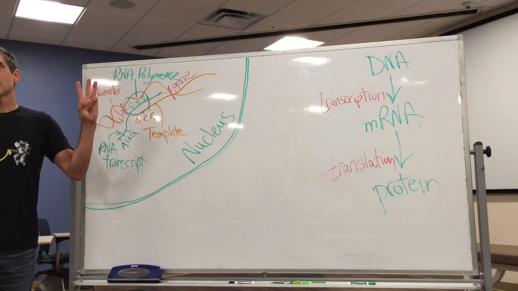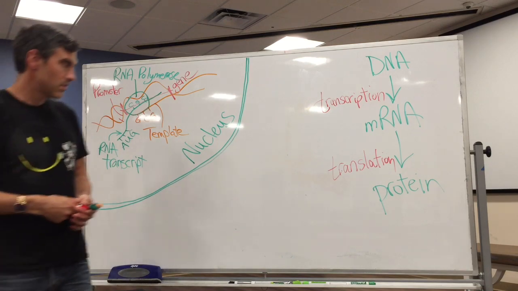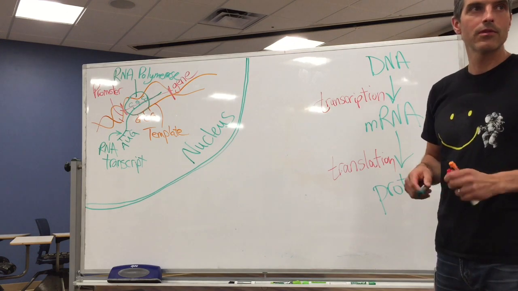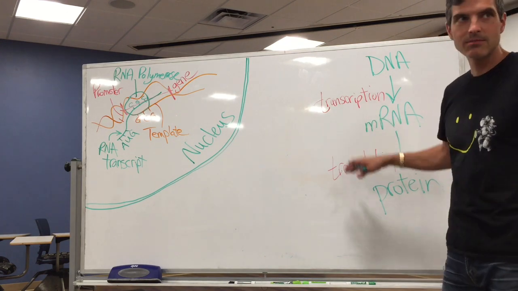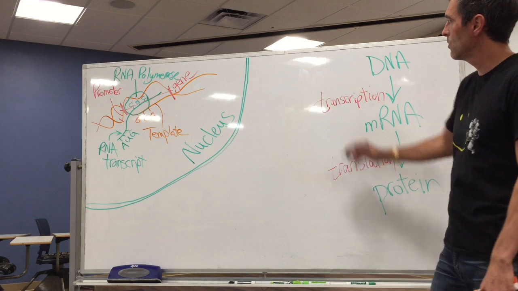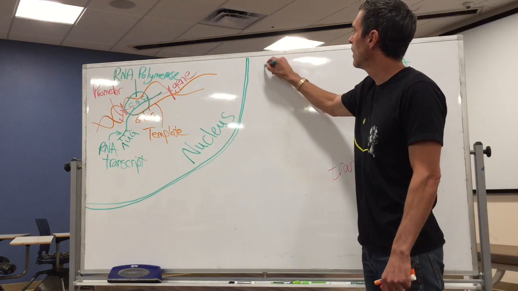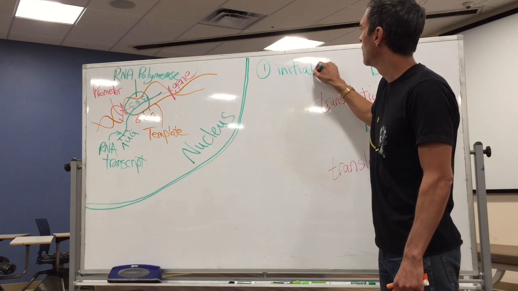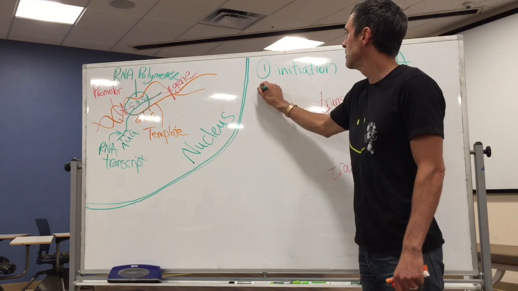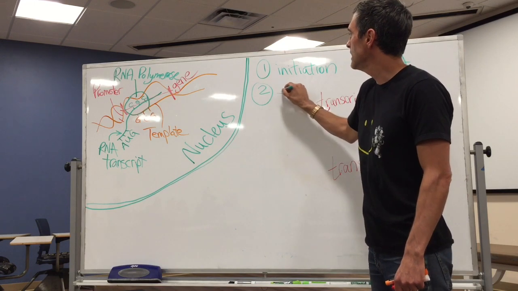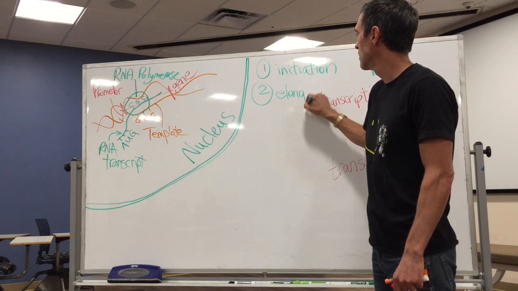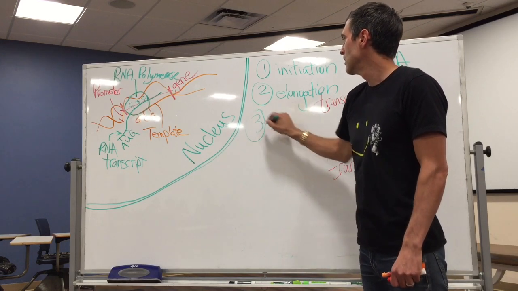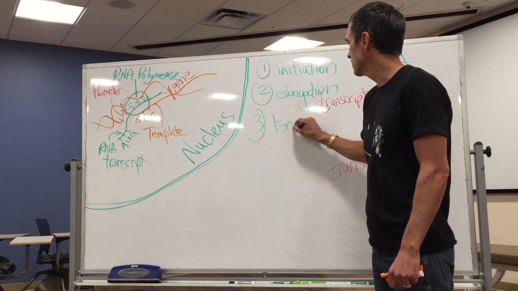There's 3 steps of transcription. There's also 3 steps to translation. They're not the same steps, but they're called the same. So what are the steps? 1, initiation. 2, elongation. 3, termination.